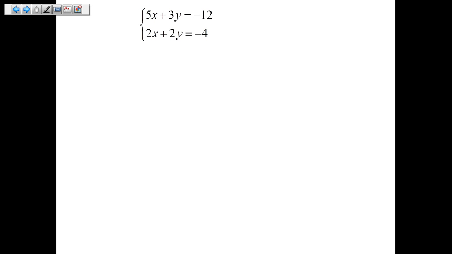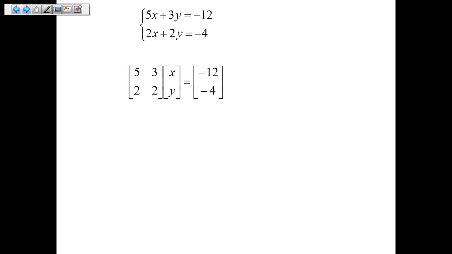So let's try this with this system of equations. The first thing we need to do is make our matrix equation. Remember, the first matrix is just the coefficient matrix, the 5, 3, 2, and 2. Our second matrix is in a column, x, y. And then on the other side is just our two constants, negative 12, negative 4. So the whole top row looks like it's basically the top equation. The whole bottom row looks like it comes from the second equation, and that's true.